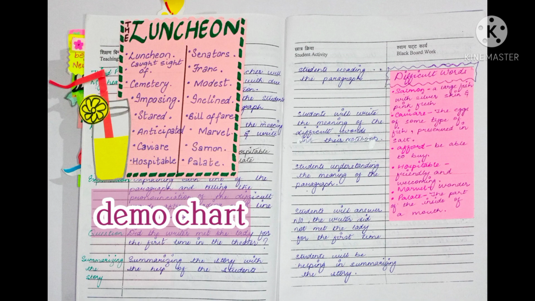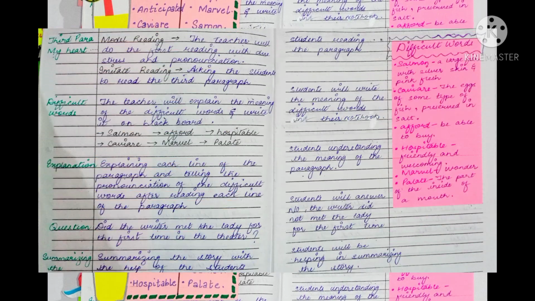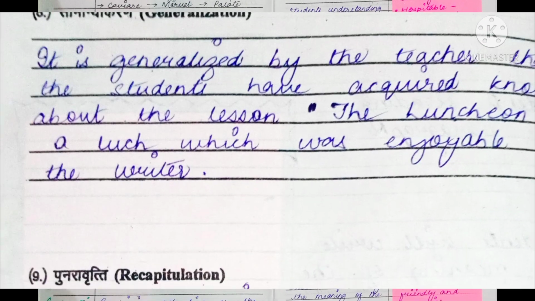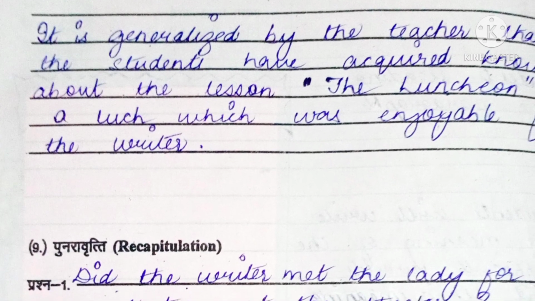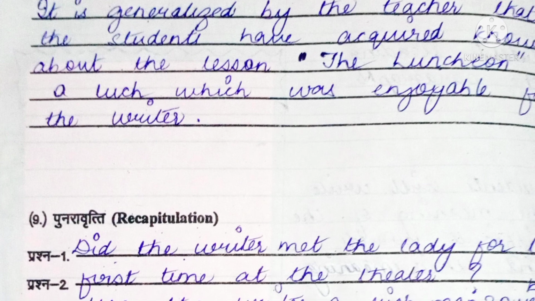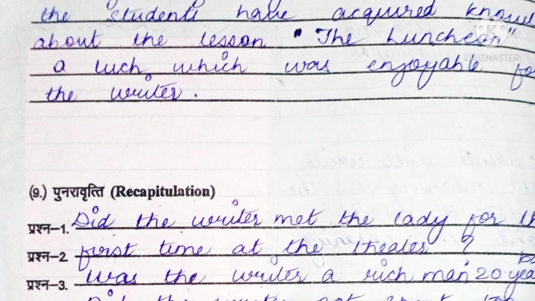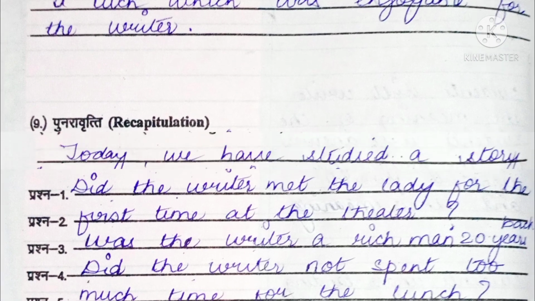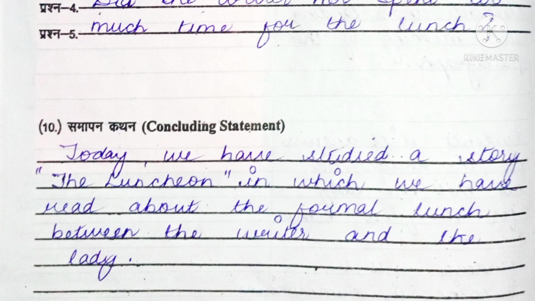Here on the left hand side, you can see the demo chart which I have made for this lesson plan. You can take the reference from here and also make anything other than that which you find creative. The next step is of generalization, in which the teacher generalizes that the students have acquired the knowledge about the chapter. 9th point is of recapitulation, in which I have asked a few questions to recap my chapter.